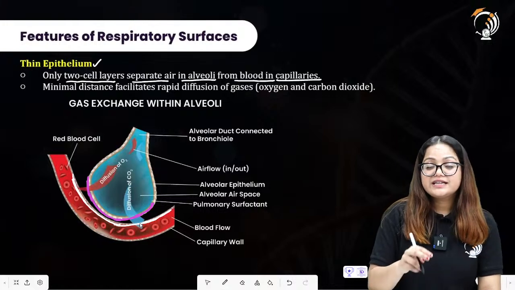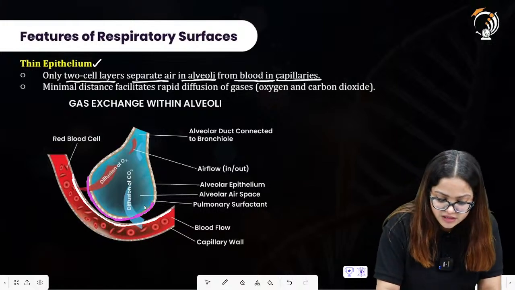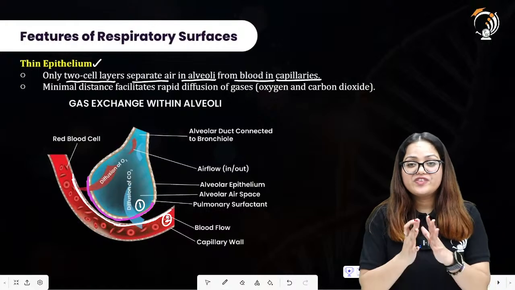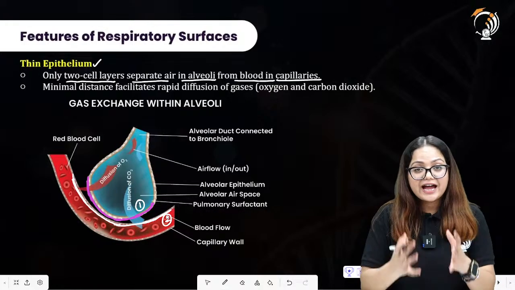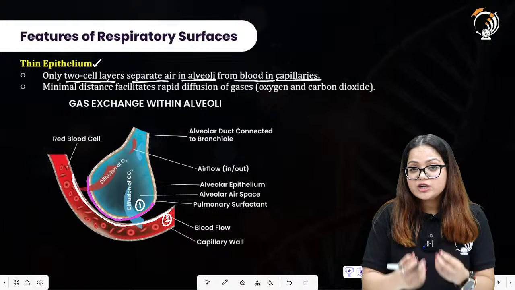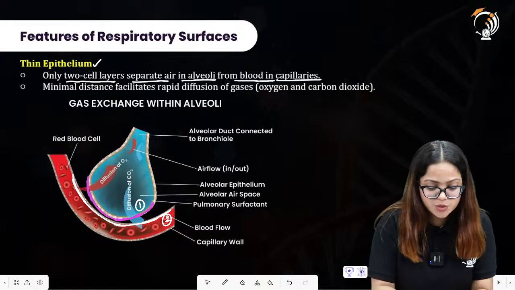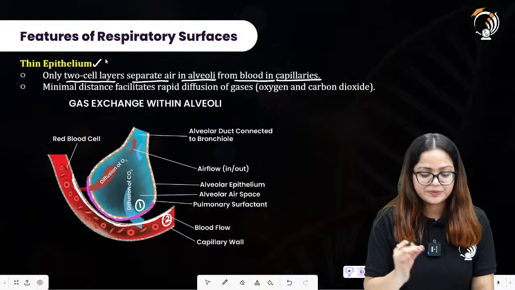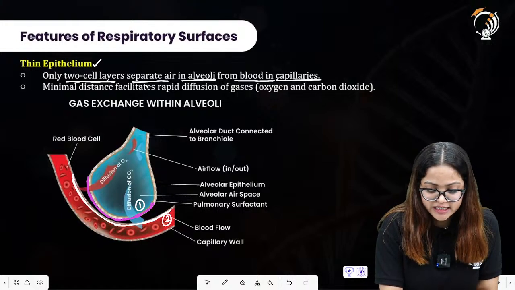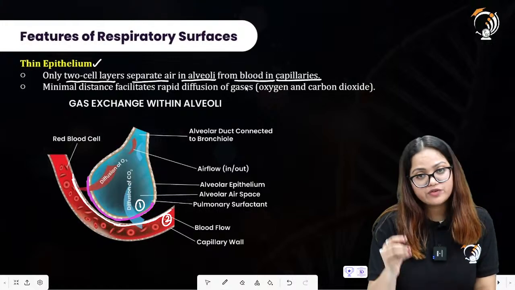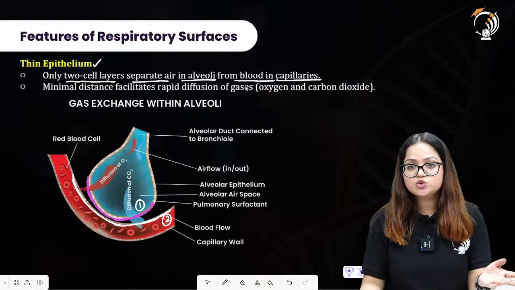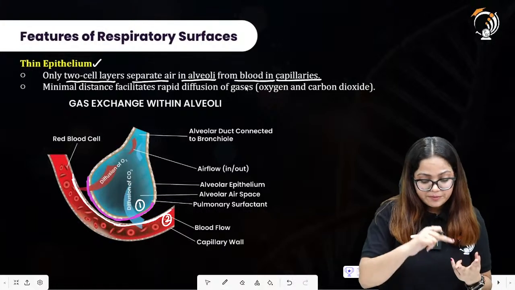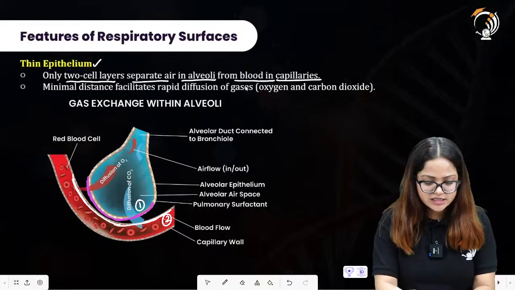Now both of these layers are one cell thick. This is one cell thick, this is also one cell thick, so as to facilitate more and more diffusion, and that too at a very high rate, at a very high pace. That's why we have the epithelium as a thin flat structure here. Only two cell layers separate air in alveoli from blood in capillaries. And what are these two layers? First is the alveolar layer and second is the blood capillary layer. I hope this is clear.